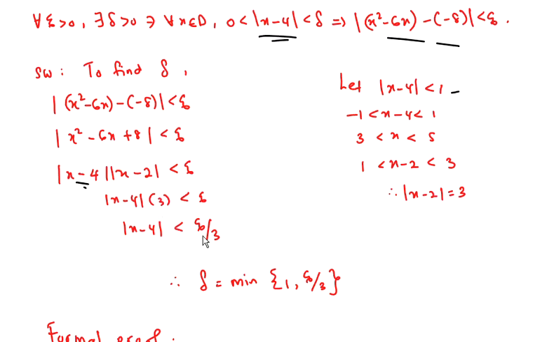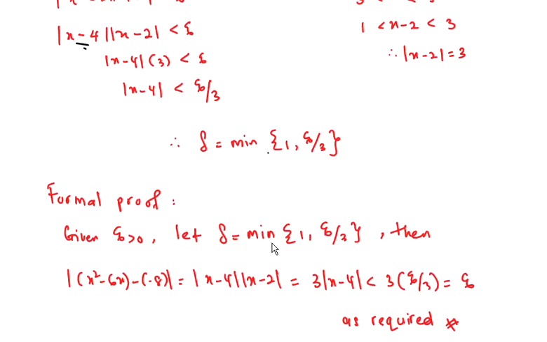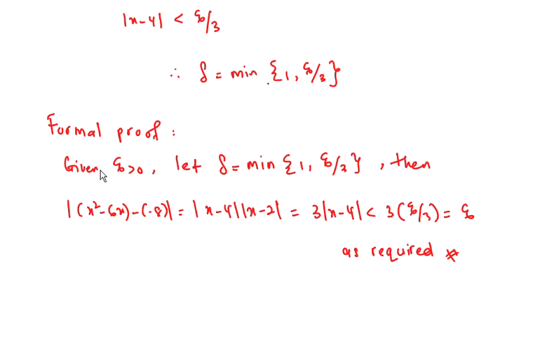Then, kita substitute absolute x minus 2 with 3. So, kita move 3 to the right hand side. So, we get epsilon over 3. So, kita compare dengan delta. So, delta dia is minimum 1 and then epsilon over 3. So, once we get the delta, we can do formal proof. Okay, so given epsilon greater than 0, so we let delta minimum 1, epsilon over 3. Then, kita prove from consequent. And then lastly, kita dapat proof dia equals to epsilon, which is as required.